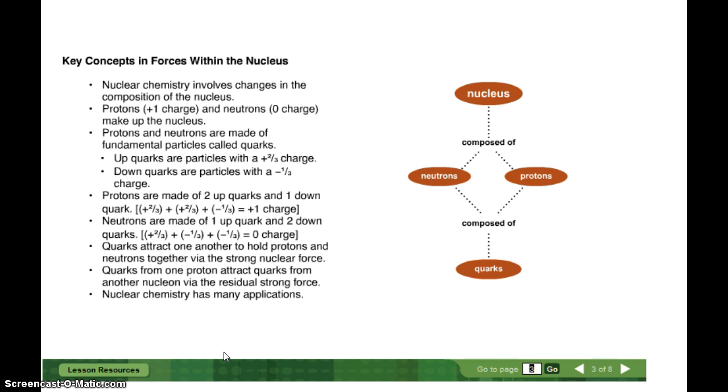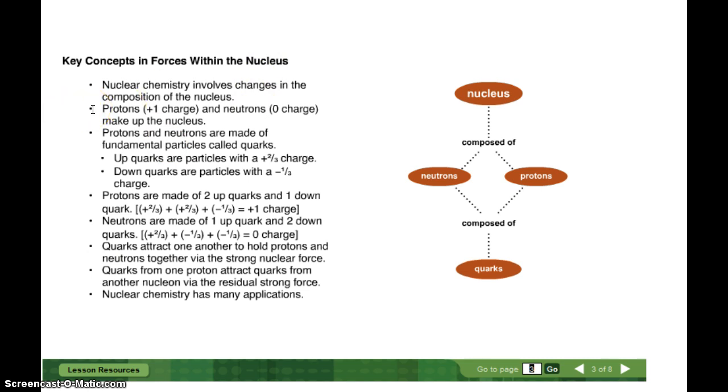Nuclear changes are very rare in that you just have fission and fusion, okay? And we're going to talk about those two words later, but it has to do with the nucleus actually changing. So you're changing from one element into a different element.